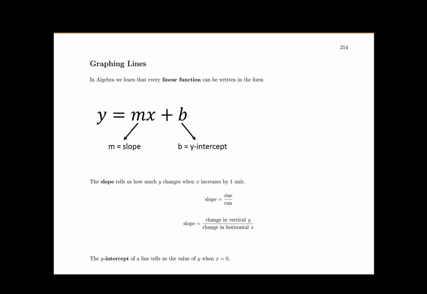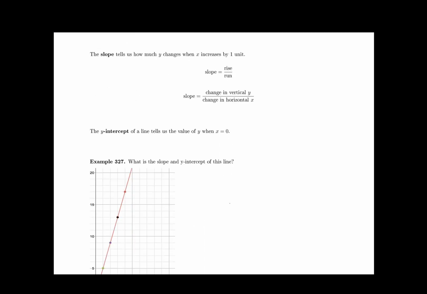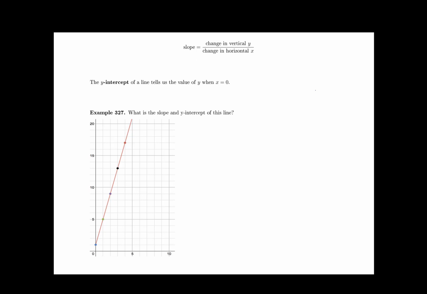And our slope, we can think of that as rise is the change in vertical y, so how much y goes up or down, over the change in horizontal x, so how much x goes over. And the y-intercept tells us the value of y when x is 0. So we say if x is 0, what is y? So when we look at this example, we want to pull off the slope and y-intercept just by looking at it.